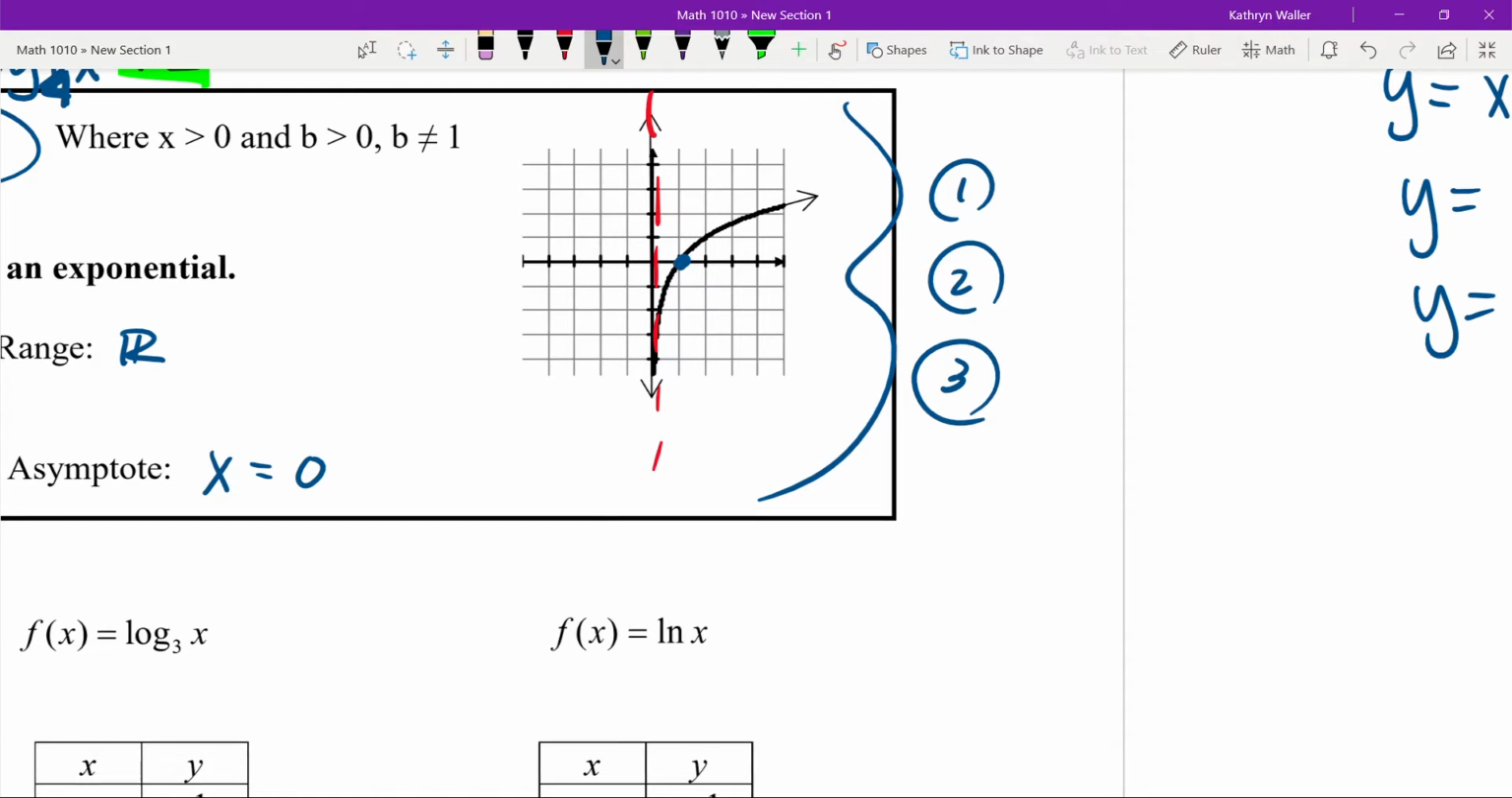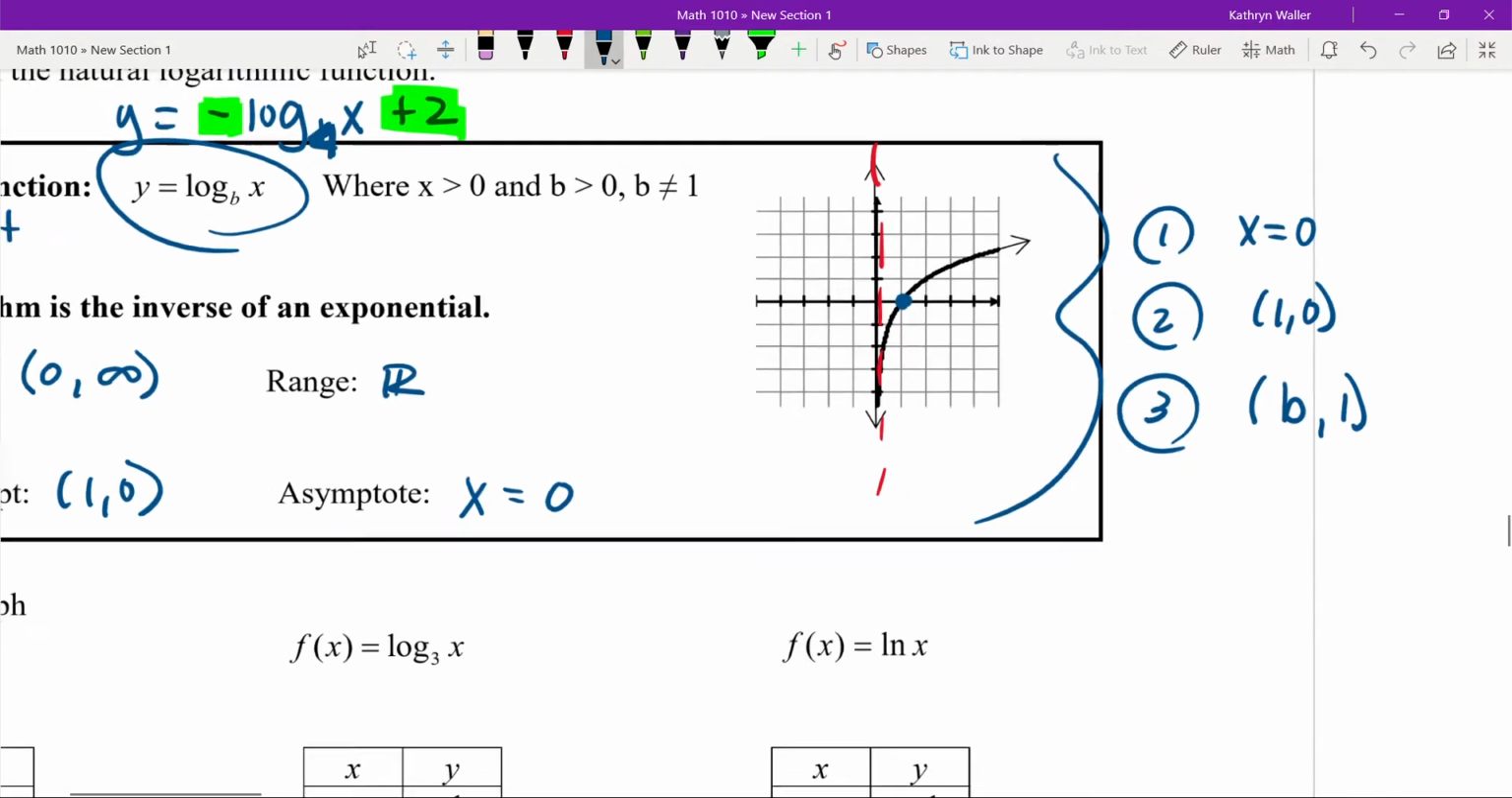Okay? Here are the 3 things that you need to have memorized about a log graph. The asymptote is x equals 0. It always hits, see that point right there? It always hits the point 1, 0. And then the 3rd thing you need to remember is b, 1.